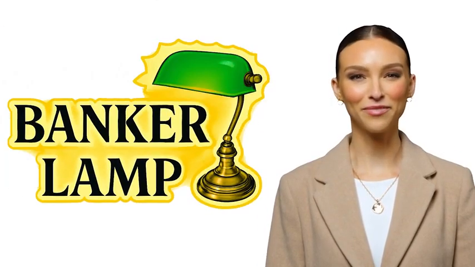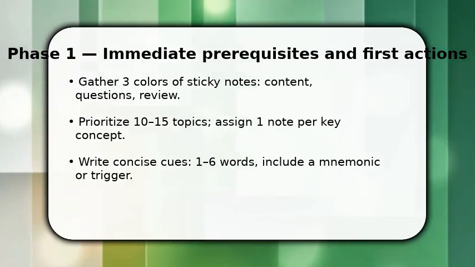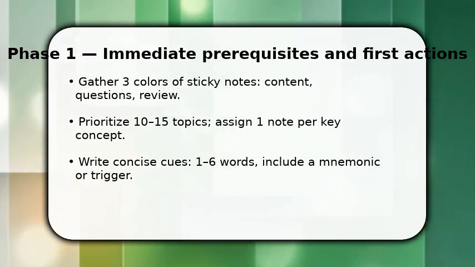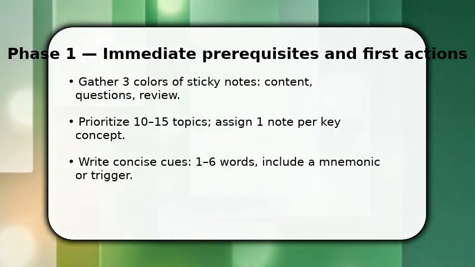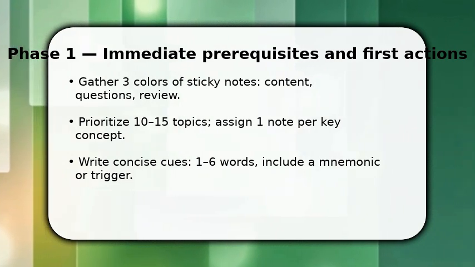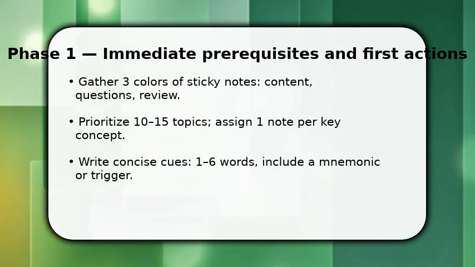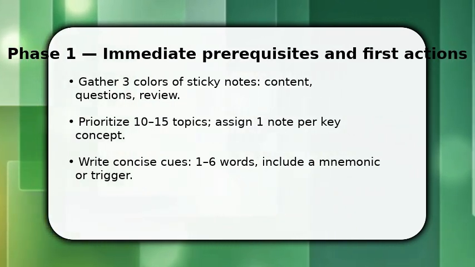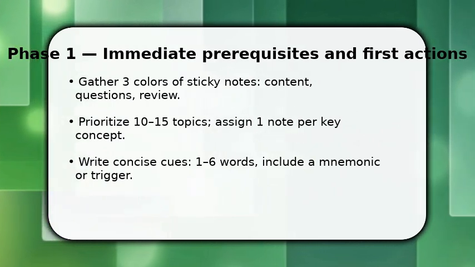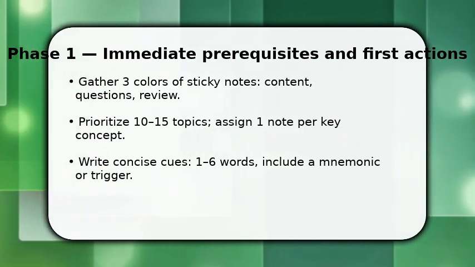Please enjoy the video. You start by picking materials and priorities. Choose 3 colors so each function has a clear purpose. That reduces decision friction. Once done, list 10-15 exam topics and assign 1 note per core concept. This forces focus. Write only 1 to 6 words plus a mnemonic. Keep cues sharp so recall works under pressure.